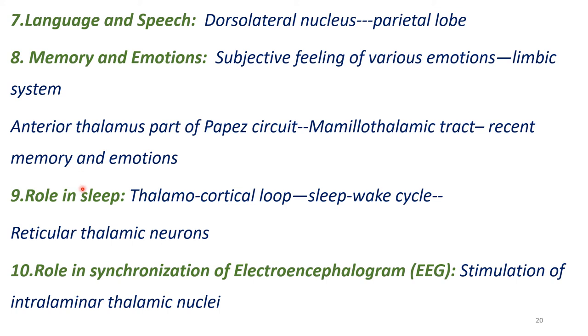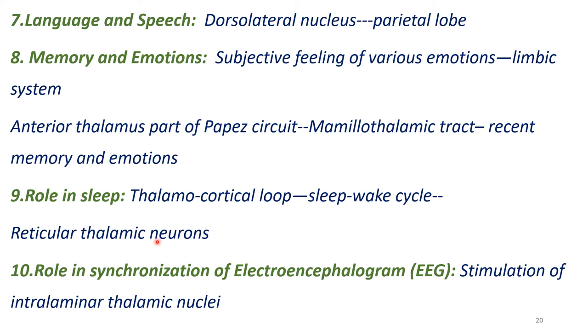Then it plays a major role in sleep. The circuits linking the thalamus and cortex via the thalamocortical loop not only play a role in motor movements but are also important in generating the pattern of brain activity in the sleep-wake cycle. The reticular thalamic nuclei have a major role to play. The inhibitory thalamic reticular nuclei are part of the neuronal network that causes induction of sleep. We'll be discussing sleep, and we'll come to know the role played by these nuclei.